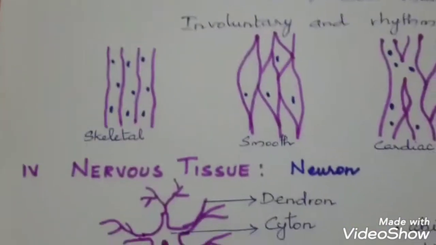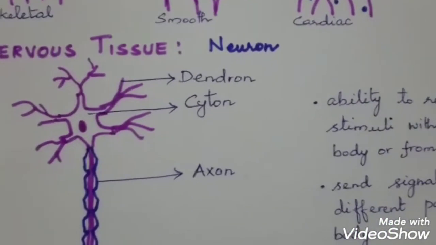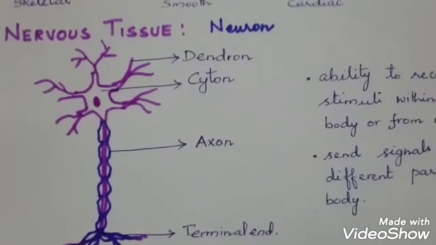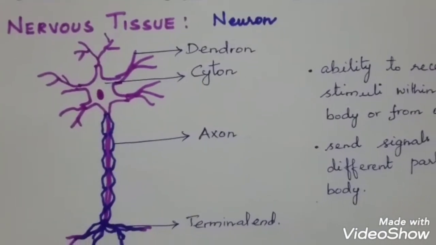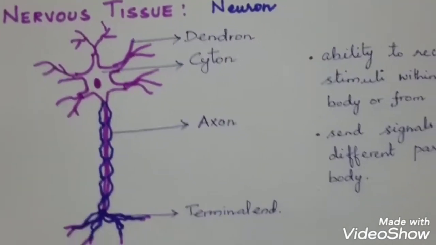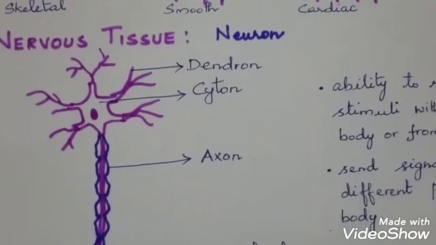Next to muscular tissue, nervous tissue. Nervous tissues are nothing but the neurons. Neurons are the basic structural and functional unit of the nervous system. A neuron contains three major parts. They are dendron, cyton and axon.